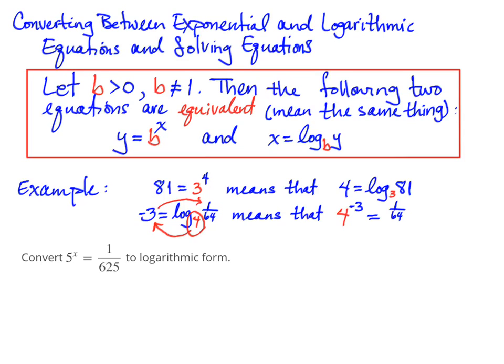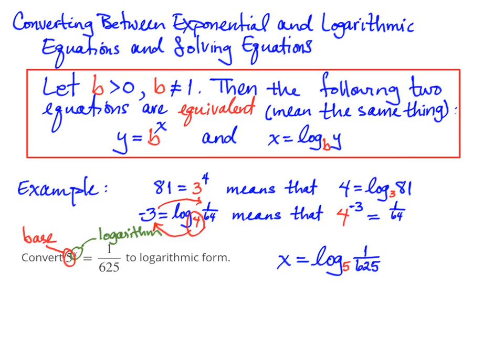All right, let's convert this exponential equation to logarithmic form. 5 to the x is equal to 1 over 625. So we're going to convert it to an equation that has a logarithm base something is equal to something else. Well, a logarithm is an exponent, so x is going to be the logarithm, and so x is equal to a logarithm base what? We go back to the equation, and the base is 5, so x is the logarithm base 5 of what number? Whatever's left, 1 over 625.